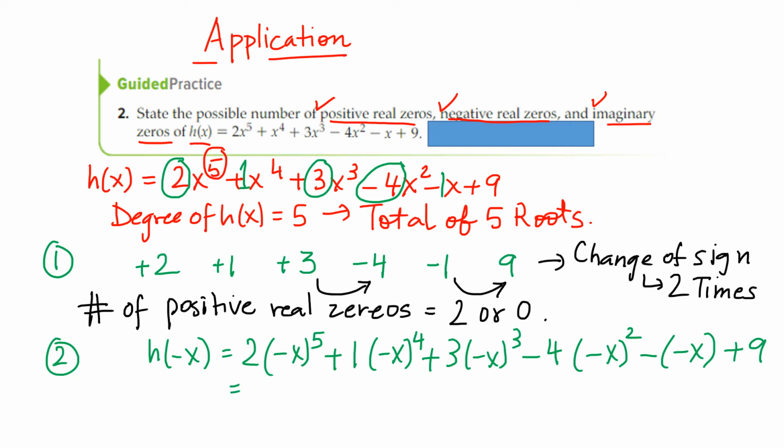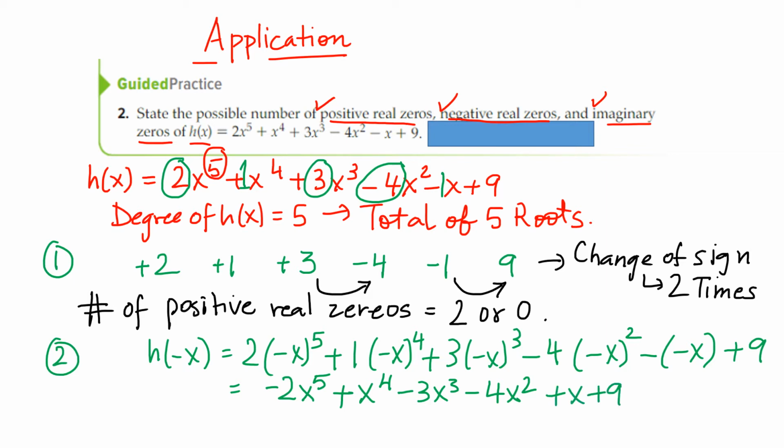Because it is negative x and the power is odd, it is going to be negative. Here it is negative x, but the power is even, so the negative will become positive. So x to the power 4. Next term, negative x to the power cube, is still going to give you a negative sign. Negative x to the power square will become positive, but there is a negative outside, so not to forget, that will still be negative 4x square. Negative and negative will become positive, so this is going to be the final thing.